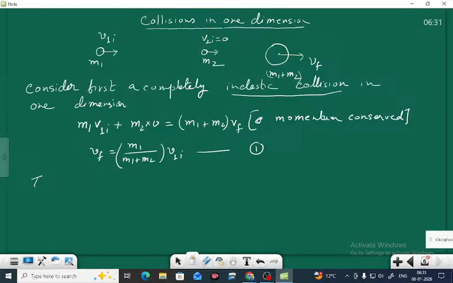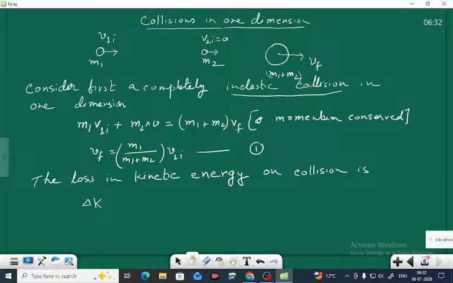So the loss in kinetic energy on collision is delta K, which is equal to half m1 v1 initial square minus half of the total mass, m1 plus m2, into v final square. This is the loss in kinetic energy.